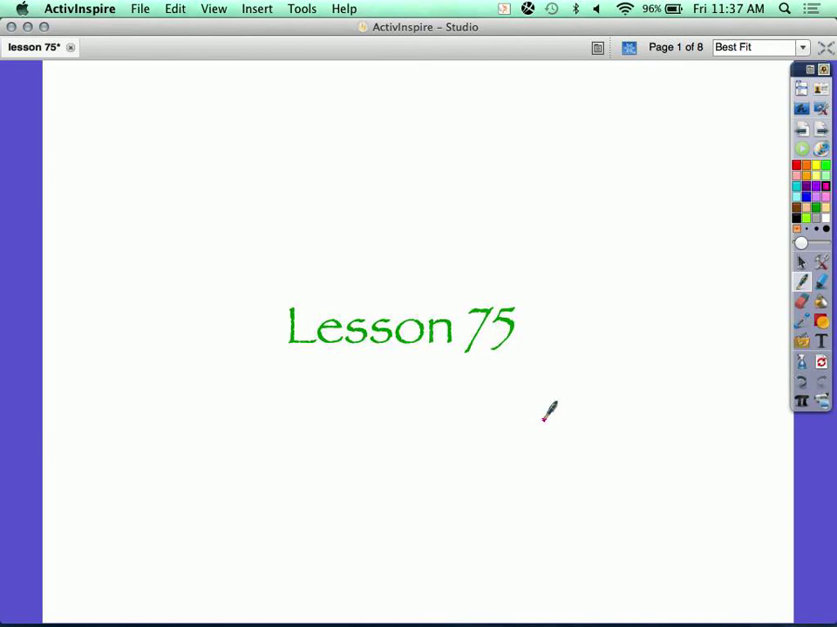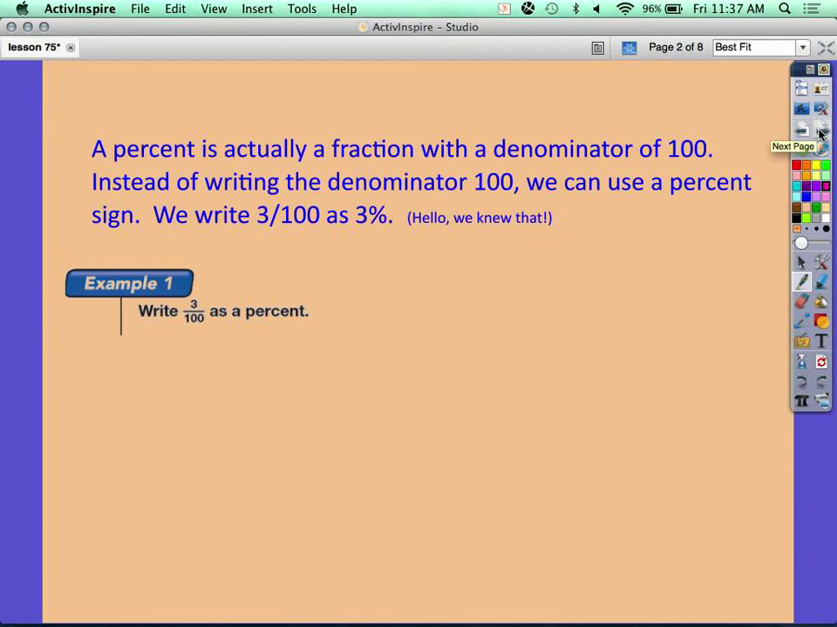For lesson 75, we're going to be writing fractions and decimals as percents. A percent is actually a fraction with a denominator of 100. Instead of writing the denominator 100, we can use a percent sign. So 3/100 is the same as 3%. We've already talked about that all year long. When we write 3/100 as a percent, if our fraction is out of 100, automatically that top number is our percent. So we just write 3%. That one would not need any work, just the 3%.